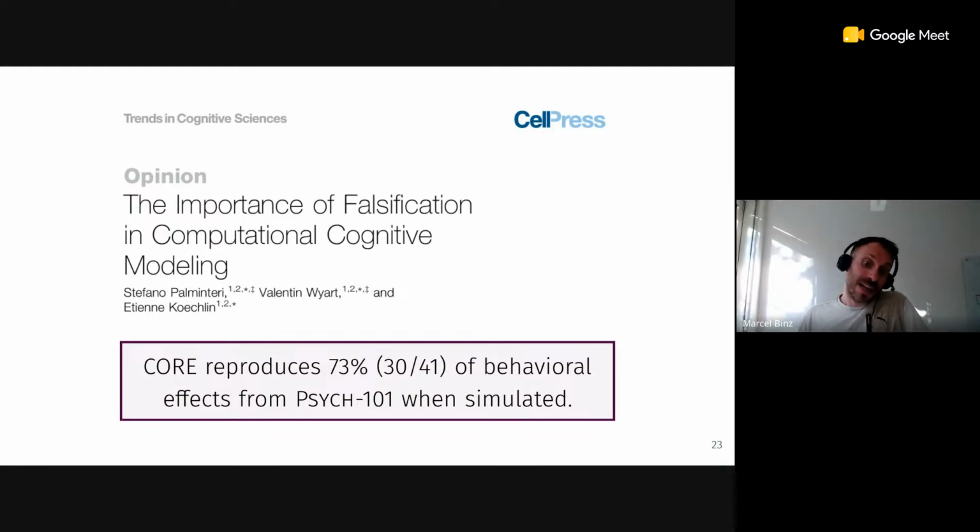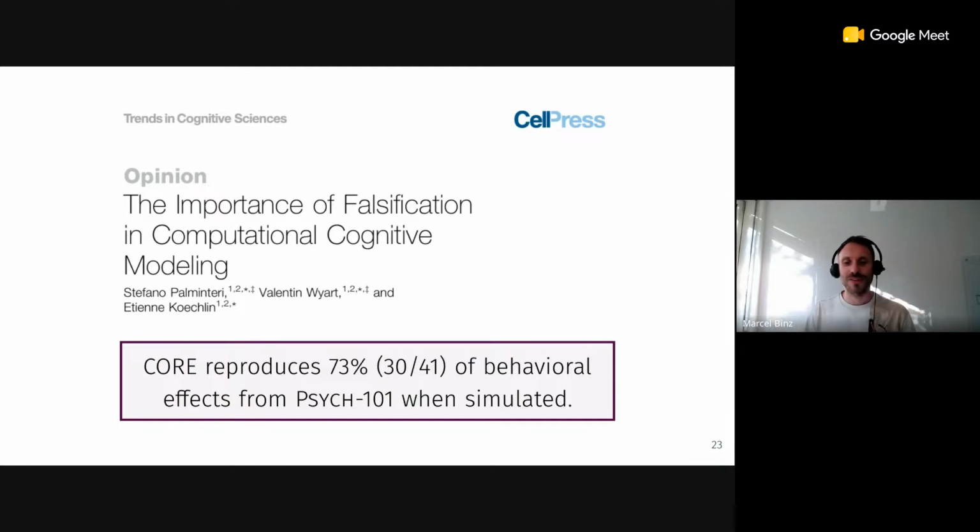So we went ahead, extracted 41 different behavioral effects from the experiments that were part of Psych 101. We implemented the analysis for these effects and the corresponding experimental simulators, ran the core model on these, and found that it reproduced around 73% of these behavioral effects contained in the data set. And I think that's quite cool, right? We have this model with just 5 or 6 simple assumptions, and that's sufficient to capture around 75% of all of the findings that have been proposed in psychology.